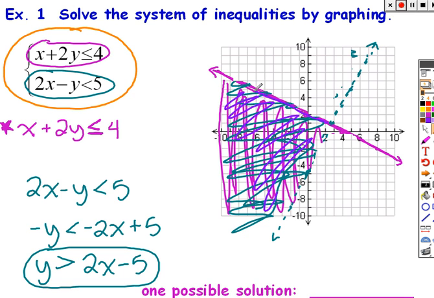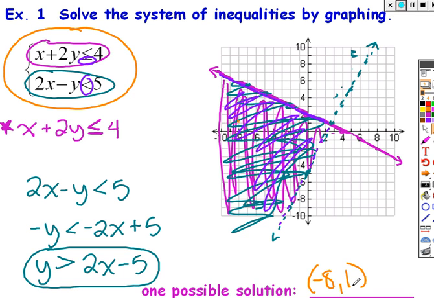If I have a solid line, I'm including those points. That's that less than or equal to part. If it's a dotted line, I'm not including anything on that line. That's the less than part. So this is my solution set. Any point in that region should be a solution. For example, this point, negative 8, 1. That should be a solution.